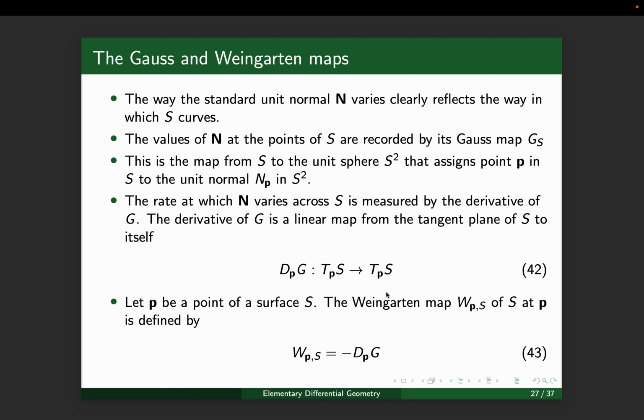The rate at which the unit normal varies across S is measured by the derivative of the Gauss map. The derivative of the Gauss map G is a linear map from the tangent plane of the surface S to the tangent plane on the unit sphere. So it's a map from tangent plane to tangent plane. So let P be a point on the surface S. The Weingarten map is given by the negative of the derivative of the Gauss map. This is the definition of the Weingarten map.